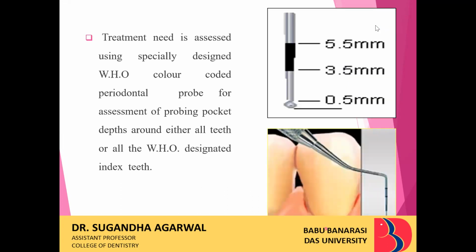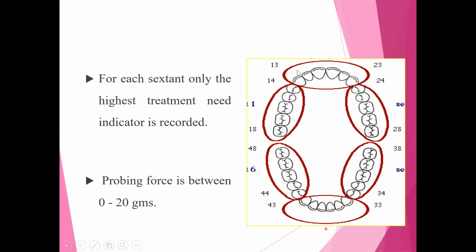For assessing treatment needs, a specially designed WHO color coded periodontal probe is used for assessment of probing pocket depths around either all teeth or all the WHO designated index teeth. This is a periodontal probe. The ball measures 0.5 mm. Ball to the starting of the black band is 3.5 mm and to the end of the black band is 5.5 mm.